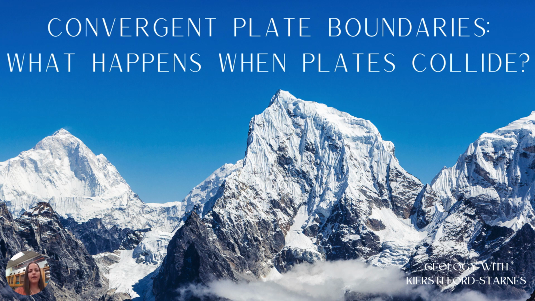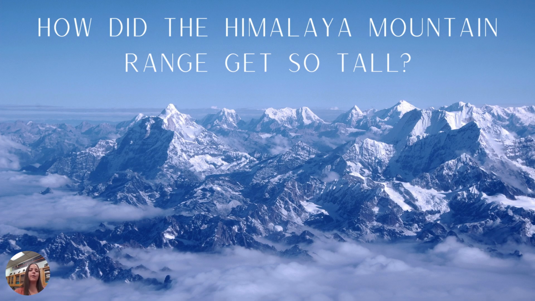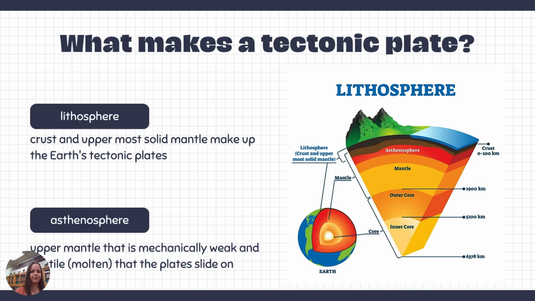We are working on our last plate boundary in this video. We're looking at convergent plate boundaries, what happens when plates collide. So your pondering question I want you to think about is: how did the Himalaya mountain range get so tall? As we go through this and talk about the different interactions at convergent plate boundaries, I want you to think about that.